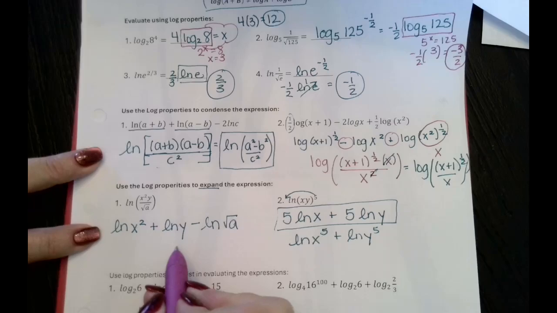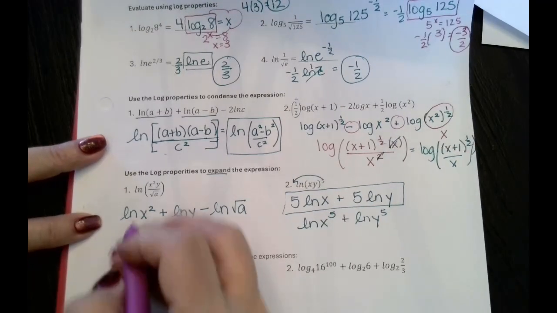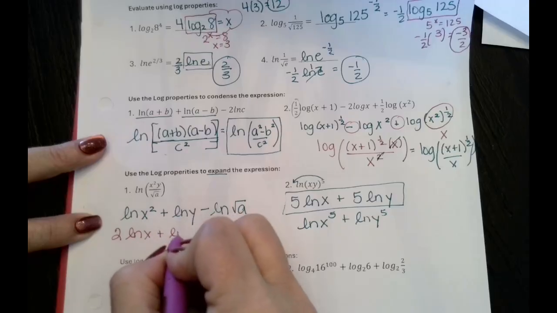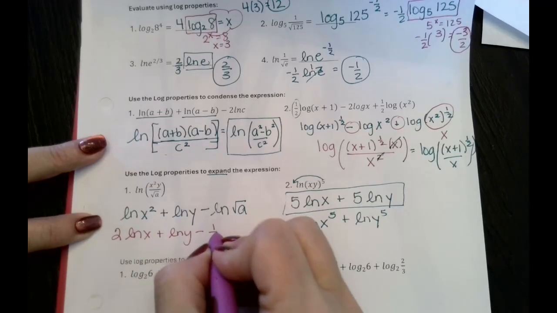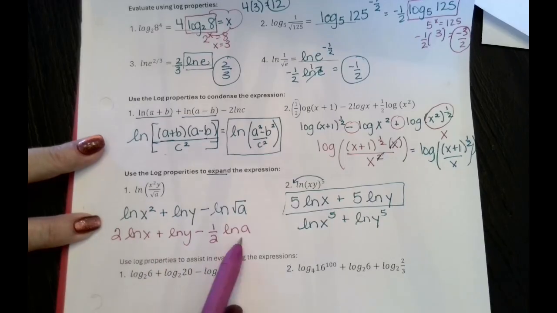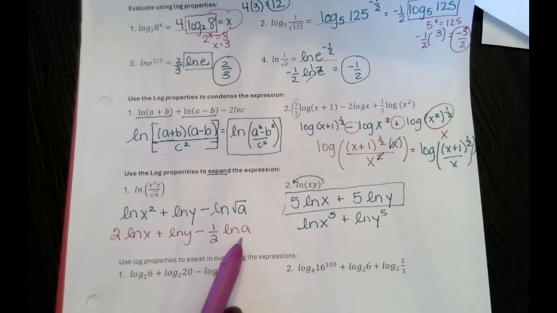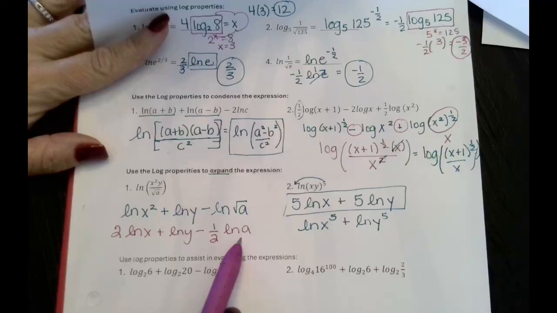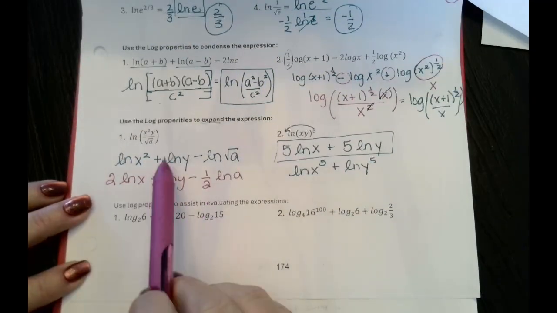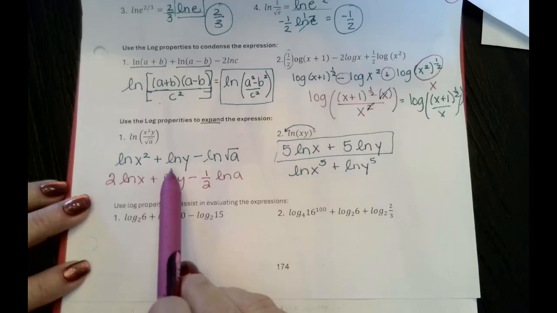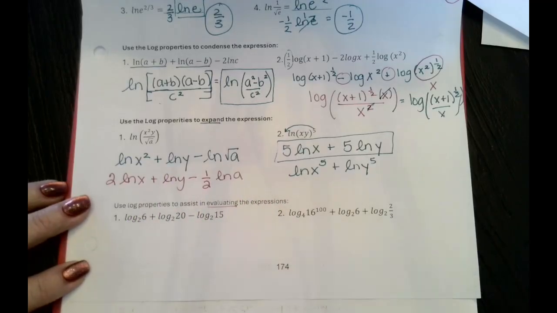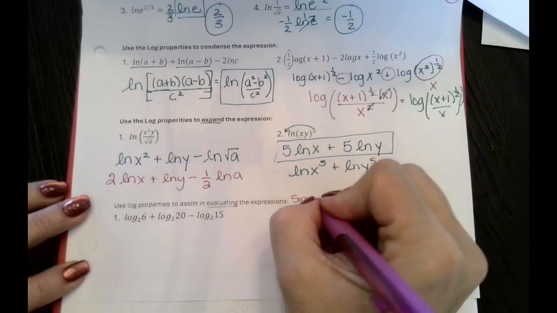Now, same thing with that being said over here. I could take this and go one step farther and say 2 ln of x plus ln of y minus 1/2 ln of a. All right, so this is really what I have when it's fully expanded. Okay? All right, so now we know how we can condense it, and we know how we can expand it. So now we're going to use these properties to evaluate the expression. And all this means is that we're going to simplify.